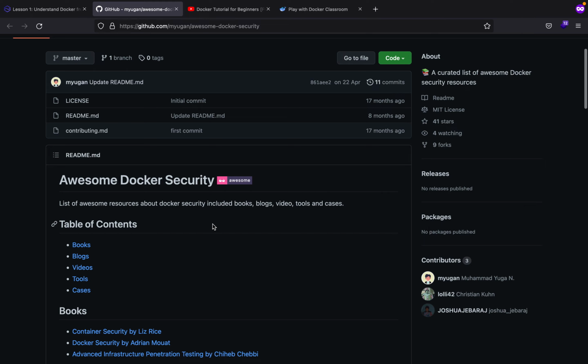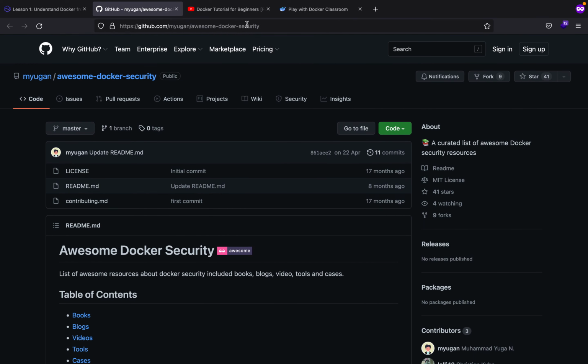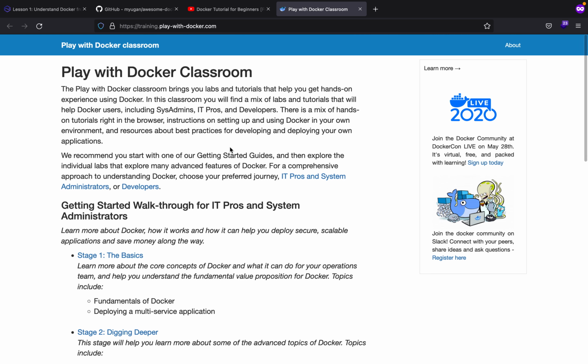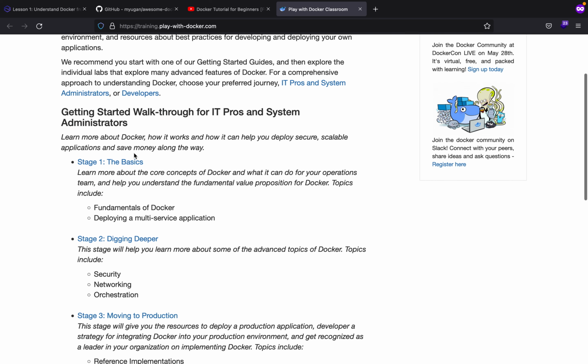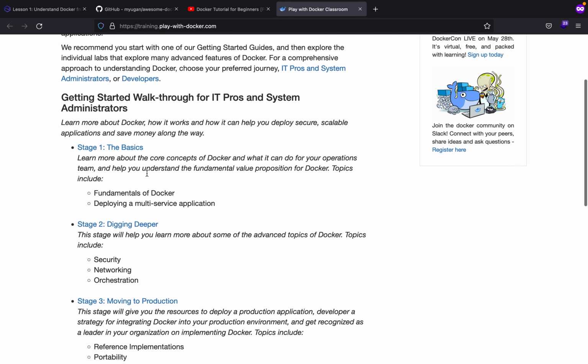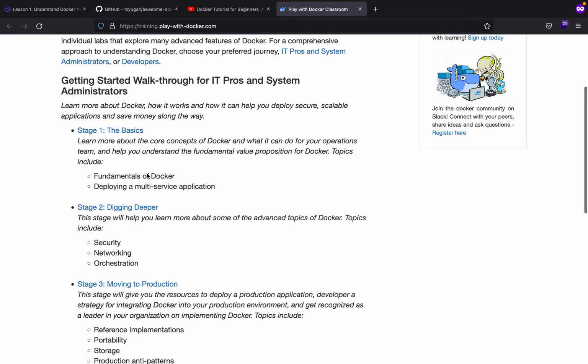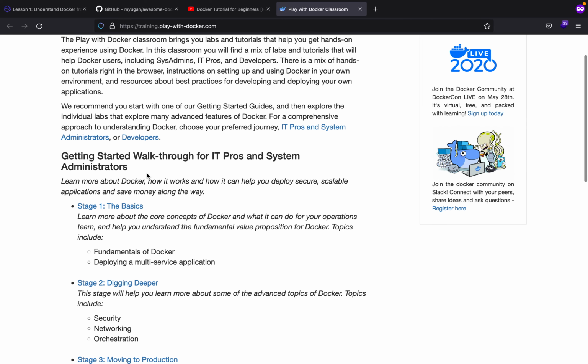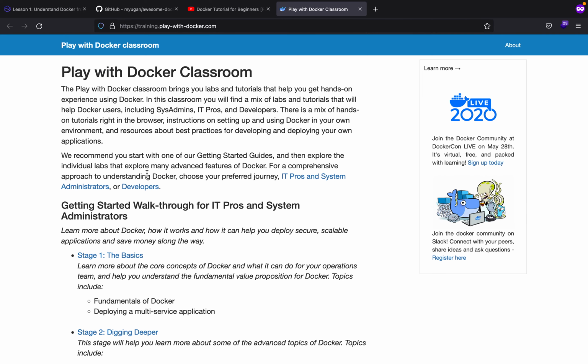And the second resource that I'll be sharing with you is a GitHub page. All the links will be given in the description. And the third thing is Play with Docker Classroom. So I'll be using the resources given here to learn more about Dockers and how to deploy them, and what problems there can be while deploying servers and Dockers and servers and AWS, etc.